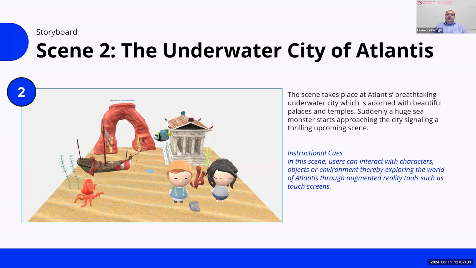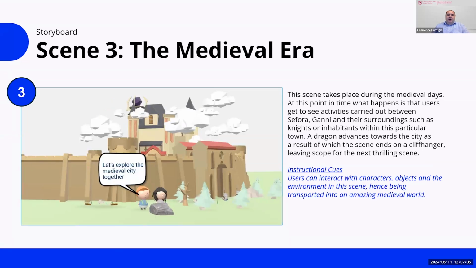And this takes us to the third scene, where our two characters find themselves outside the fortified walls of a medieval city. Once again, the users will be able to explore within the city walls themselves. They will see different characters. But the users will also be asked to identify a dragon which is hovering around the city.